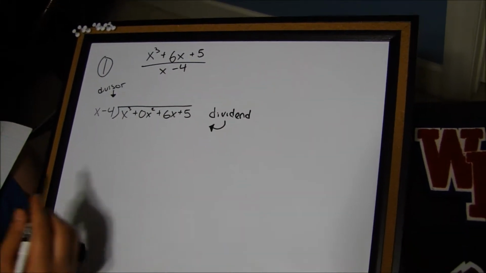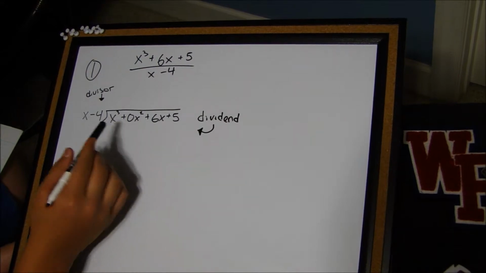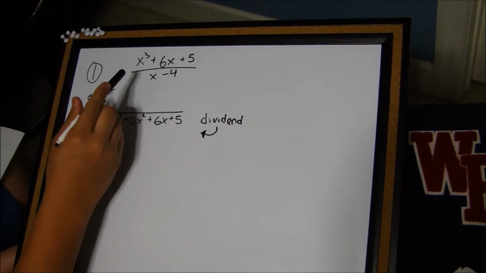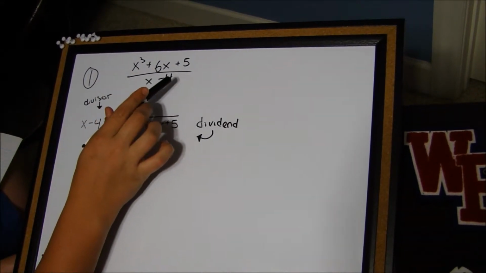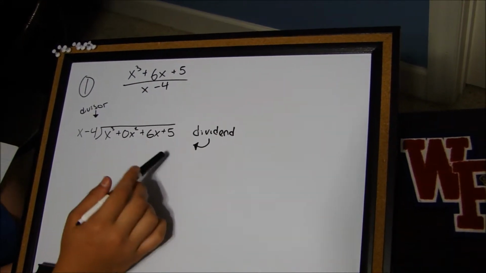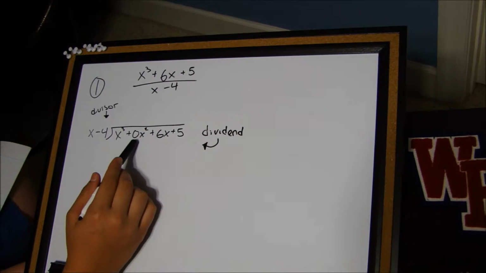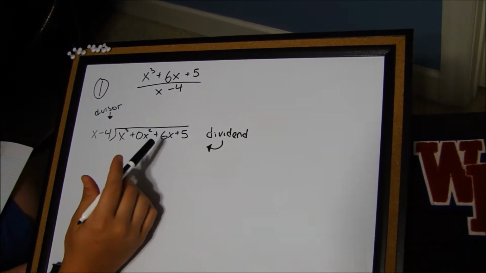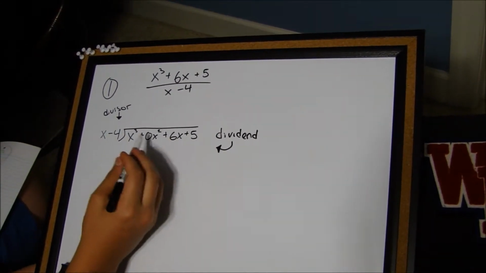Okay, so here's the first example. Our dividend is x cubed plus 6x plus 5, and our divisor is x minus 4. But when you set it up, we have to put a placeholder here because there's no x squared value, so we just put a 0x squared.